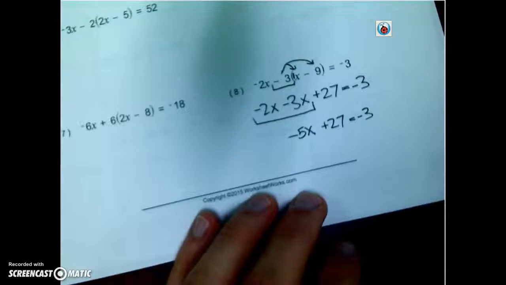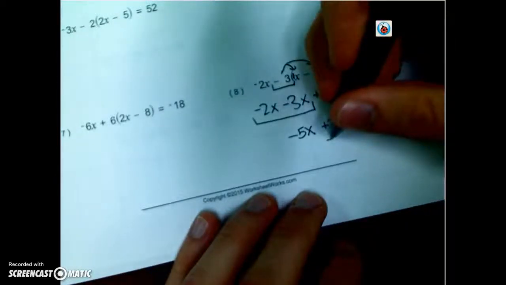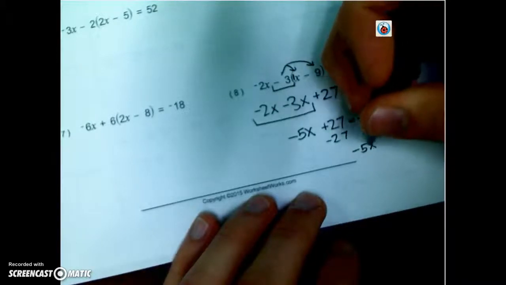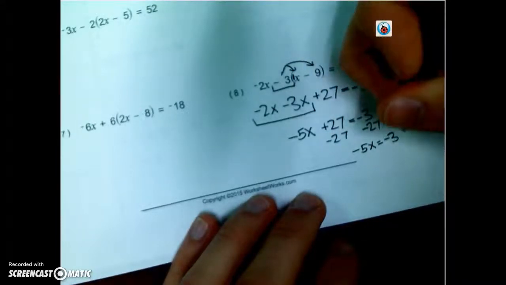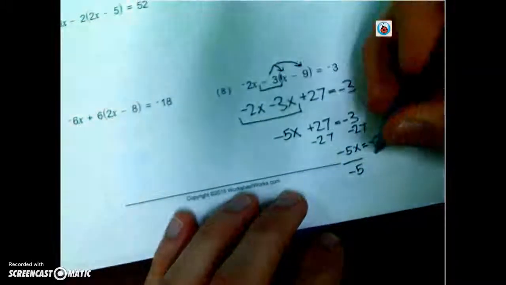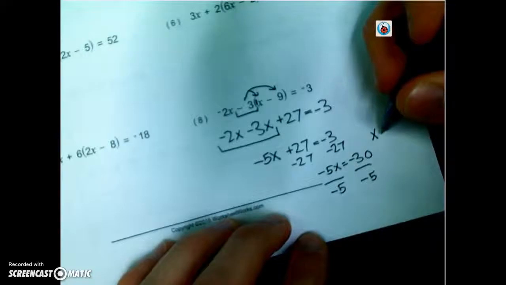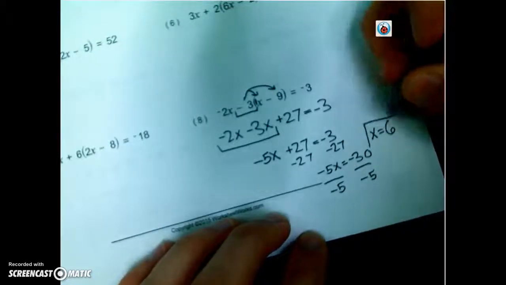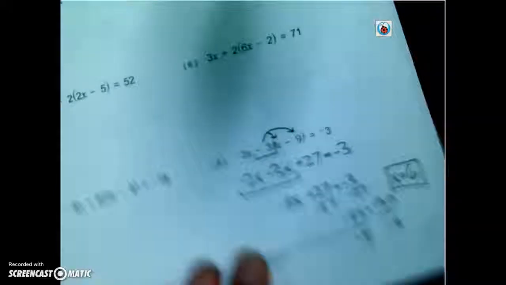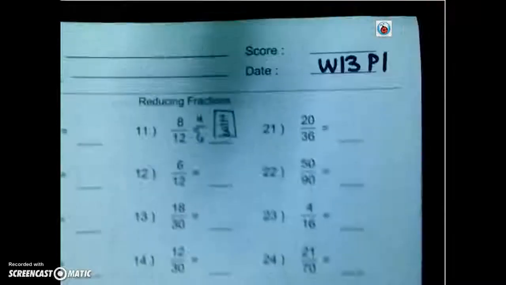we have a two-step equation. I'm going to need to take care of that addition and subtraction, so we'll subtract. And then when we divide both sides, we'll get our x. Right. So that would be this week's packet, week 13, pages 1, 2, 3, and 4.